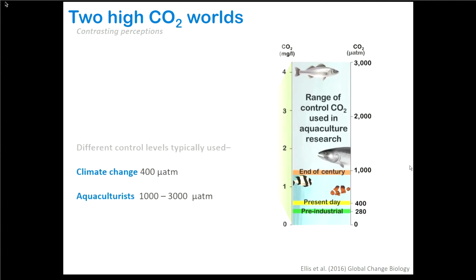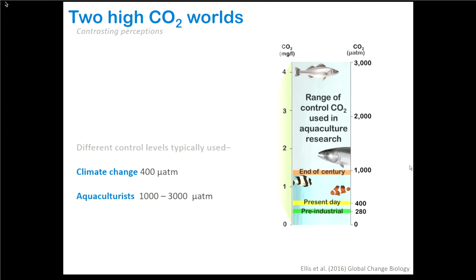The second, in terms of why there might be a disjunct in comparison between these two fields, is the control levels. As climate change scientists, current atmospheric is control, it's 400 microatmospheres. Of all the aquaculture studies we looked at, the lowest control level was 1,000, typically closer to 3,000 microatmospheres was their control level. So all of their impacts are compared to what we broadly deem end of century or very extreme. Therefore, there's a possibility that they've gone beyond the threshold in terms of measuring outputs that we might be picking up in climate change studies that they're not noticing, because they've gone beyond that threshold without what we would call a true control.